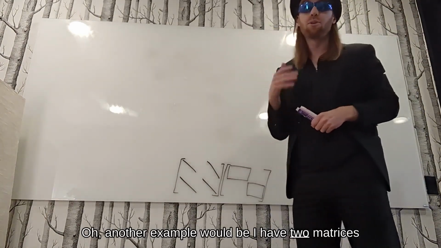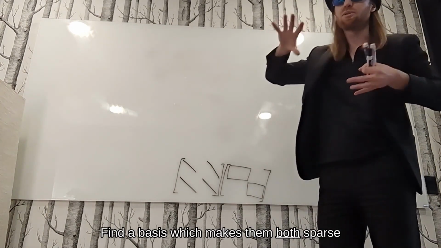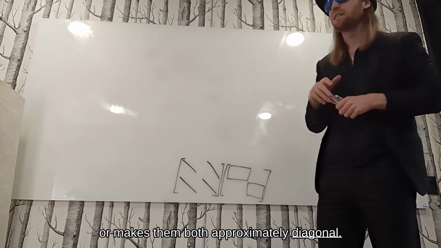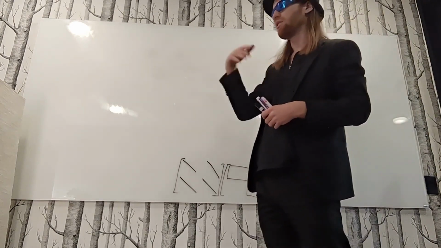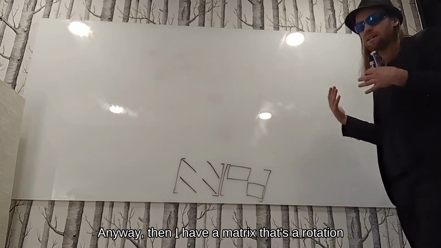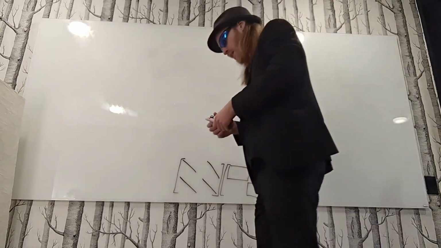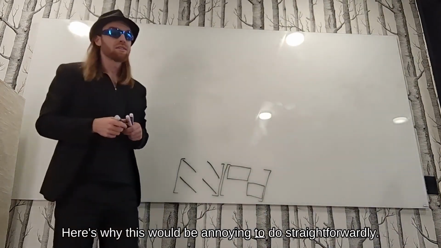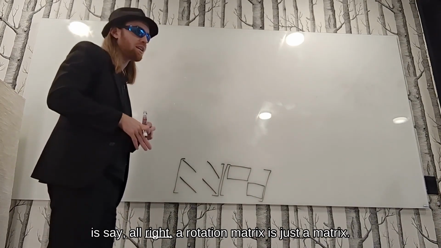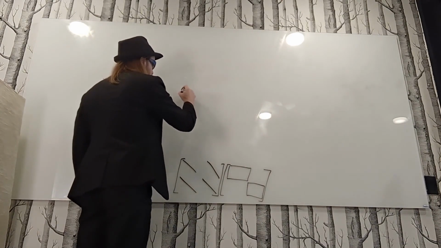Another example would be I have two matrices, and I want to make them both sparse. Find a basis which makes them both sparse, or makes them both approximately diagonal. For instance, if I want to approximately simultaneously diagonalize two matrices. Anyway, then I have a matrix that's a rotation, and I'm trying to optimize over it. Here's why this would be annoying to do straightforwardly. A first very straightforward thing that you might think to do is say, all right, a rotation matrix is just a matrix, it's n by n. I'm just going to have this whole matrix, let's call it U.